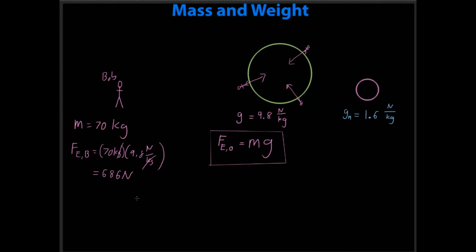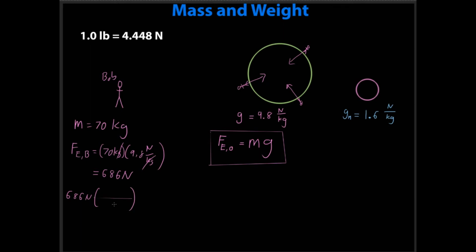Now, in some areas of the world, like America, you don't use newtons for your weight. They have a unit called pounds, and here is the conversion. 1 pound is equal to 4.448 newtons. This is an actual conversion because pounds and newtons both represent the same variable. They're both forces.